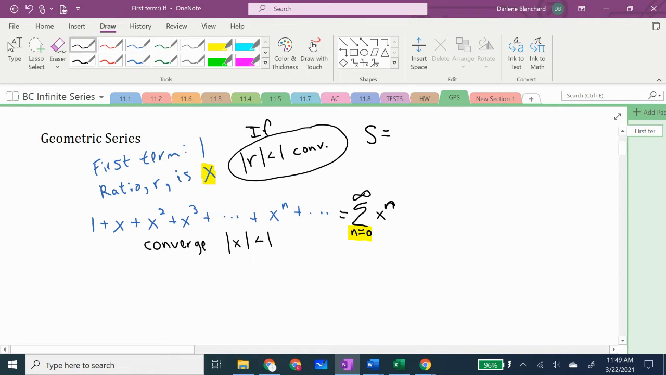So do you guys remember the formula? It's okay. People forget it. Isn't it the first term over 1 minus r? Yes. And there it is typed in as well.